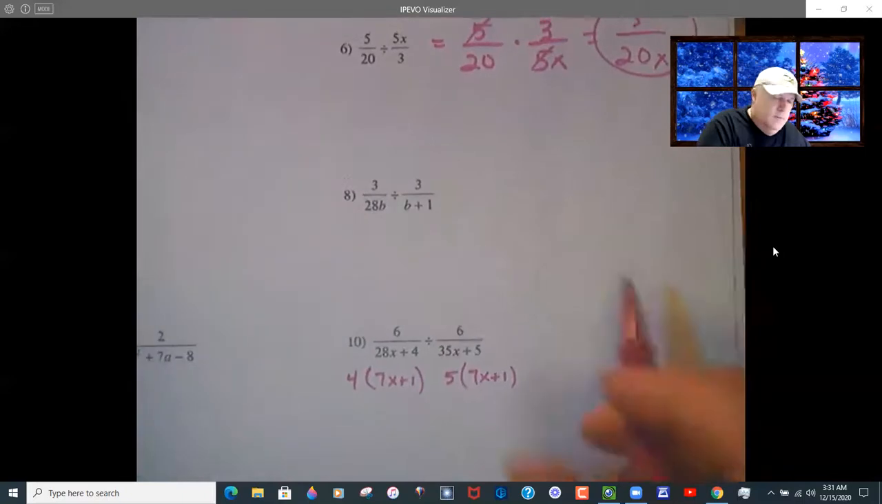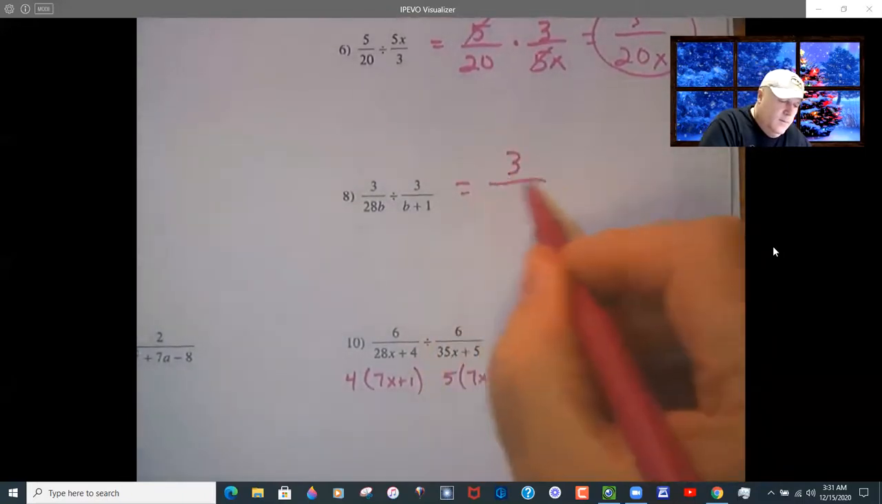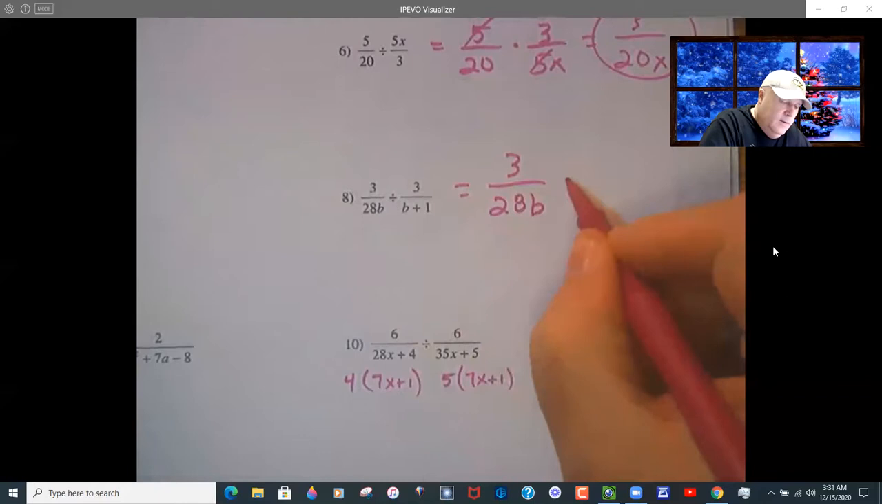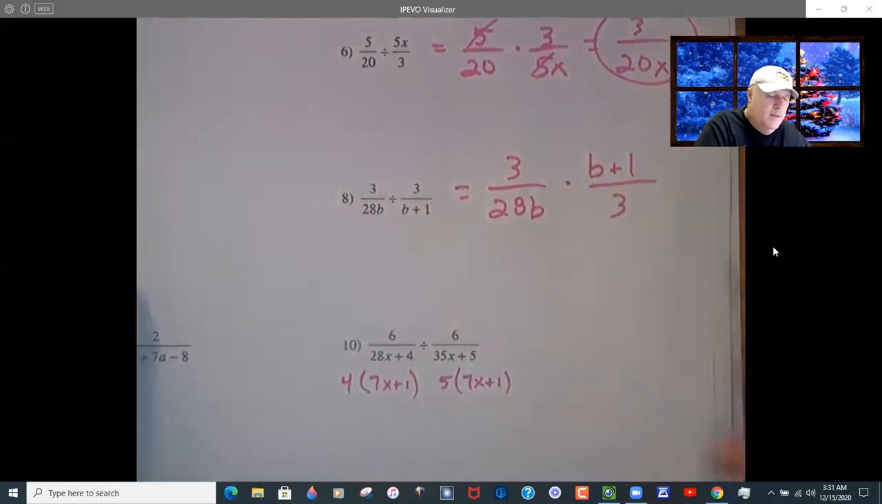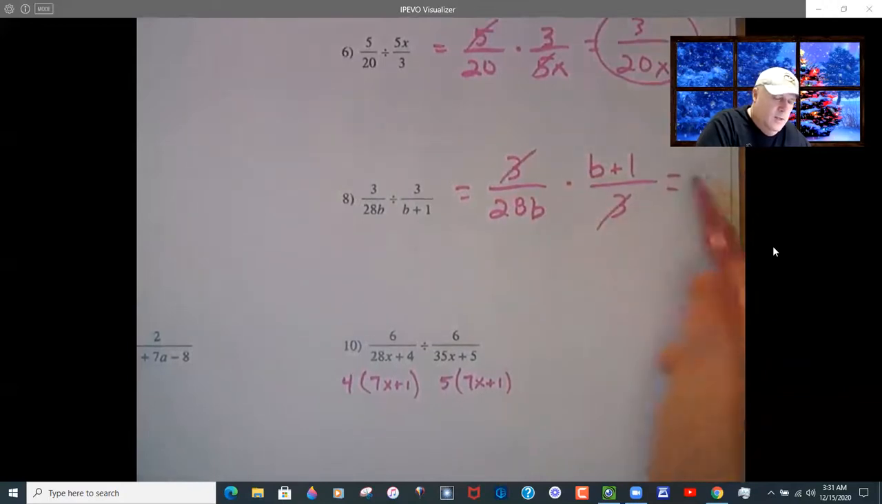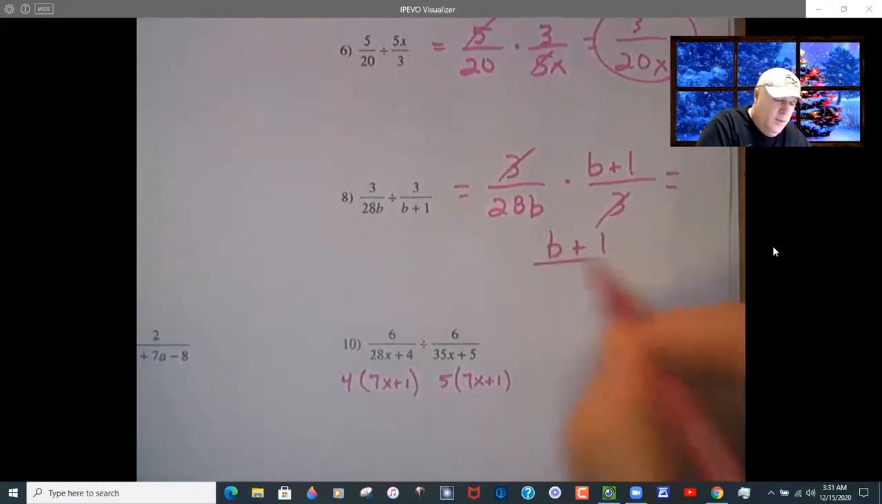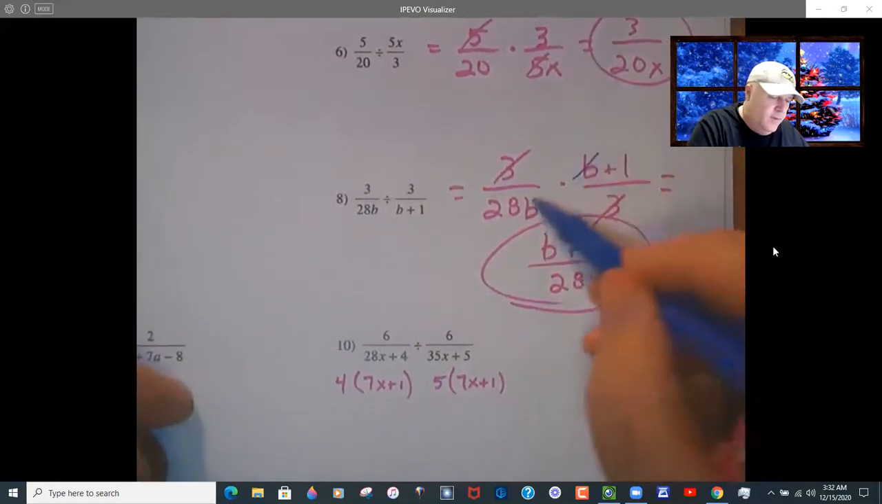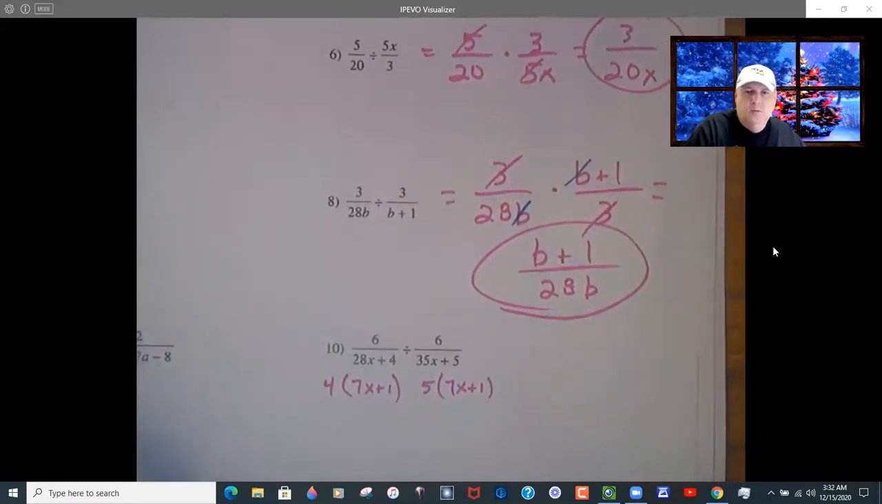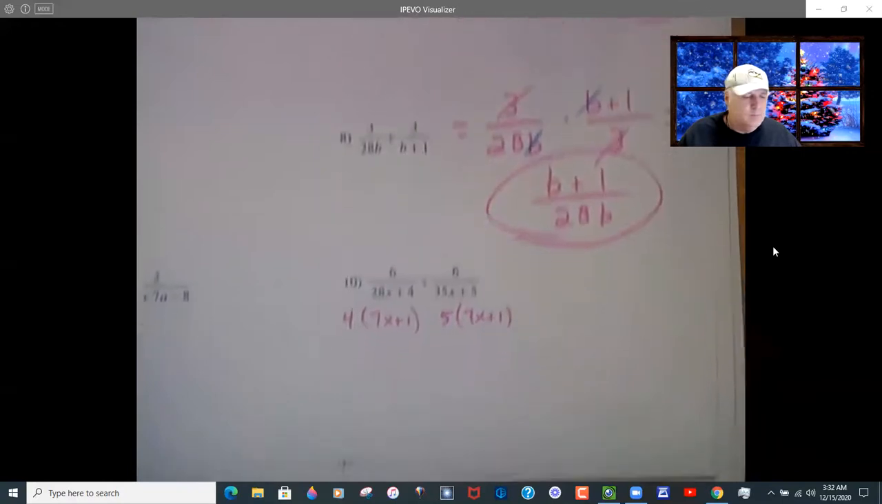Problem 8, still no factoring to do yet, times b plus 1 over 3. 3 over 3 is 1. I want to say this, the b's do not cancel. Do not make this mistake. This b does not cancel with that b. That's a no. There has to be another b plus 1, or there has to be another b to cancel.